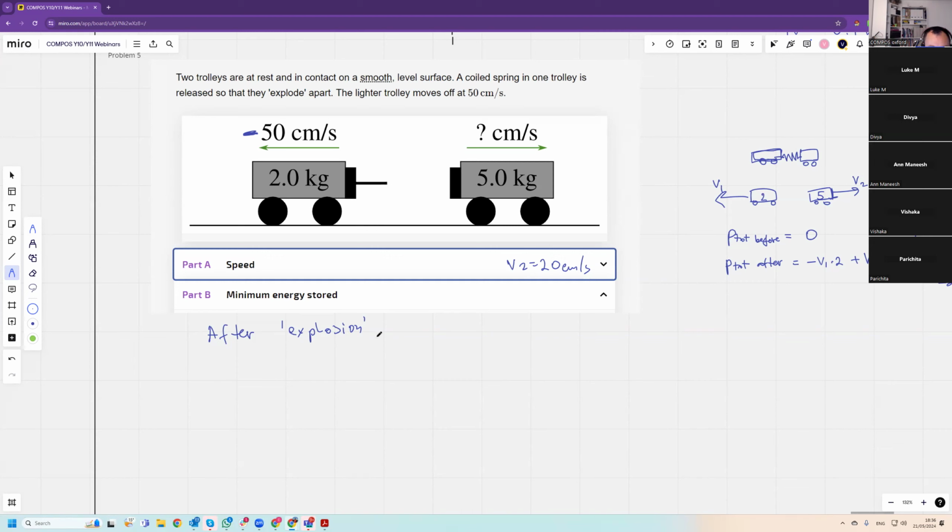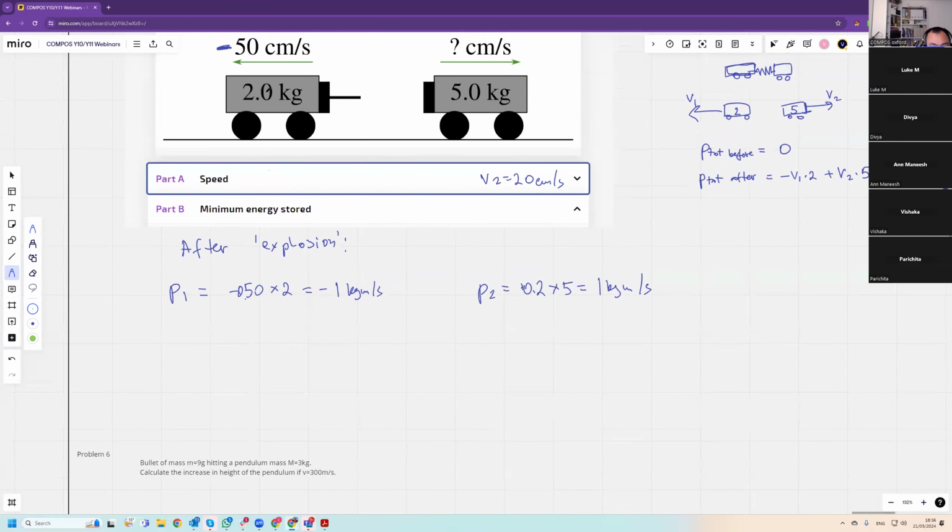Okay. After the explosion, momentum of the first trolley is minus 0.5 times 2. That's minus 1 kilogram meter per second. The second trolley is 0.2 times 5, which is 1 kilogram meter per second. So you can see the momentum of the first trolley is minus 1, the momentum of the second trolley is 1. Yes, they have the same momentum, but in opposite directions, which makes perfect sense.